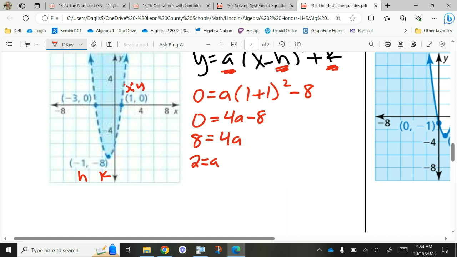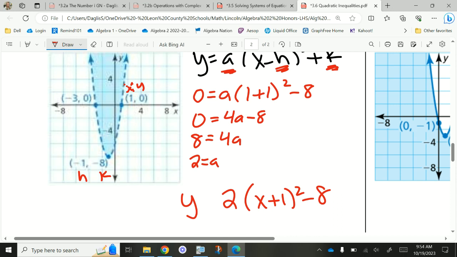So this is almost the same as before. We have y. My A is now a 2. My vertex is going to be x plus 1 squared minus 8. But it's not going to have an equal sign in between. I got to make sure I put the right symbol.